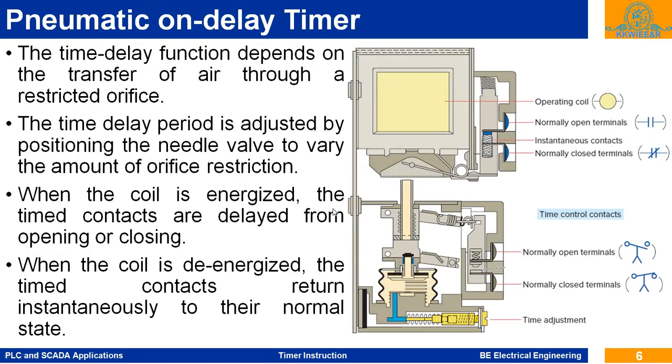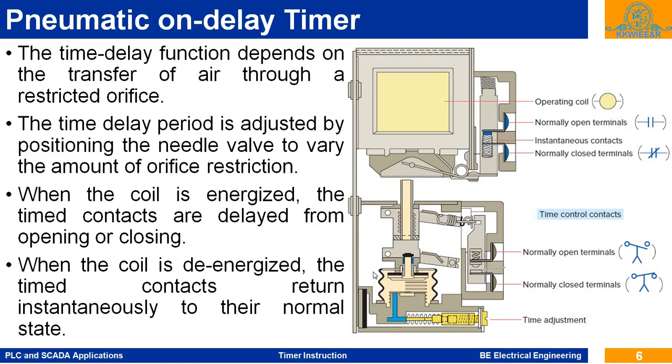Now we just overlook the pneumatic on delay timer. In the pneumatic timer, this is the pneumatic arrangement. This is an electrical coil. Here the instantaneous changeover contacts are provided. Here delay contacts are provided, normally open and normally closed, on both instantaneous and time delay.